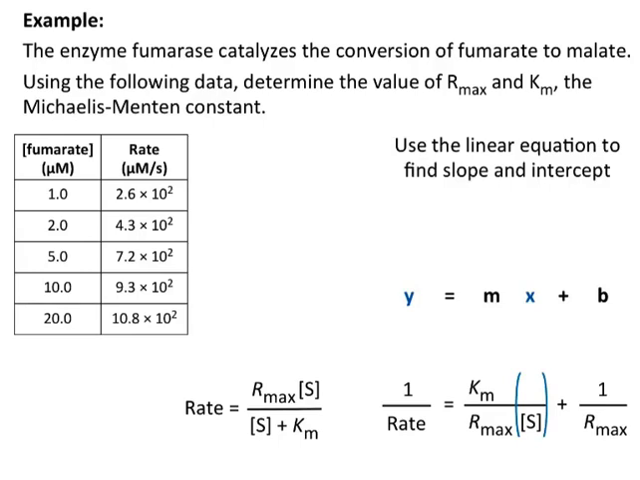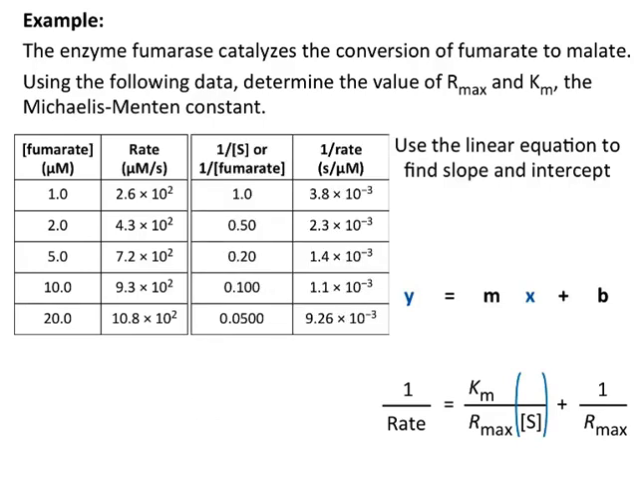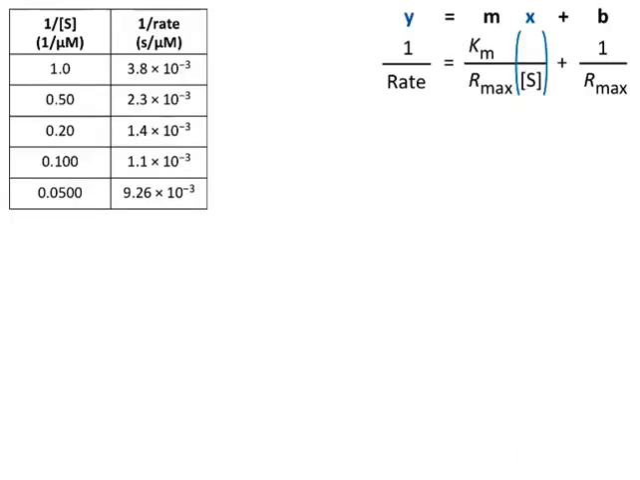Using the linear version, I'll calculate 1 over the substrate concentration, which is 1 over fumarate, and the units here are inverse micromolar. Then also take the inverse rate and put these in a table because we're going to need this information. Here are the inverse pieces. The y here is 1 over rate, on the right side of the table. X is on the left side, 1 over substrate concentration.